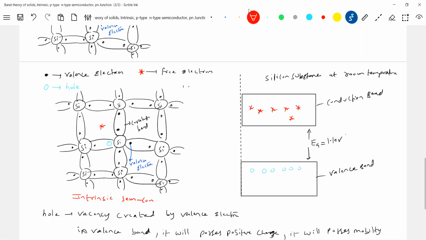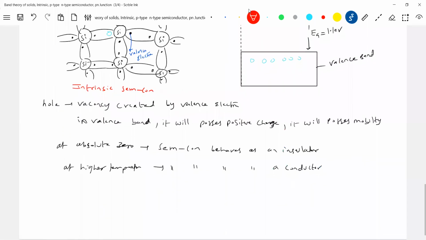At absolute zero, you have to show an empty conduction band. So what happens in this diagram? Silicon at room temperature is the intrinsic semiconductor. So what do you mean by intrinsic semiconductor in its purest form?